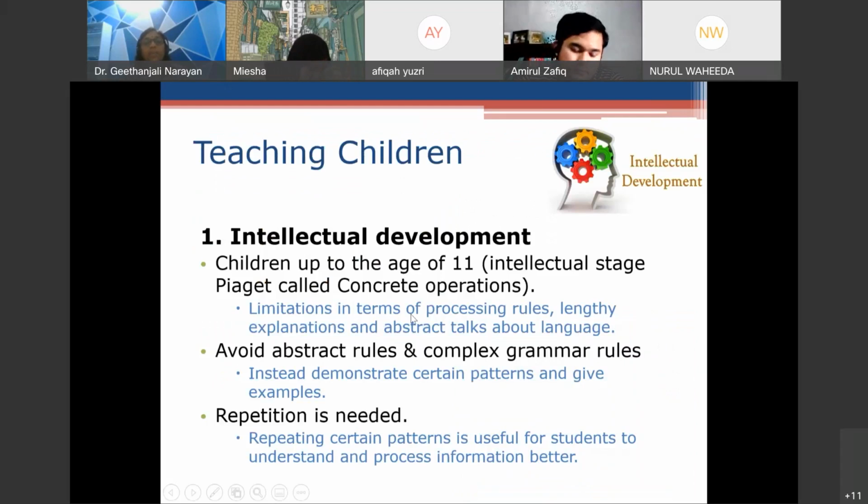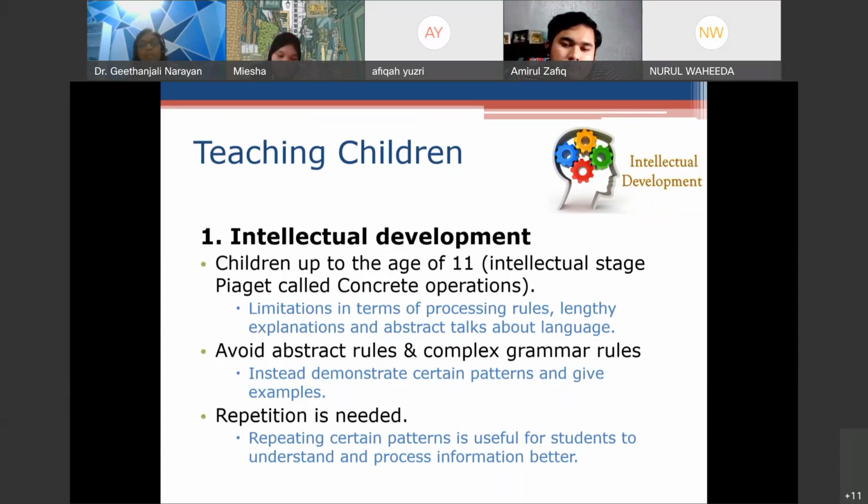Okay. So teaching children, because it's concrete operations, you cannot explain rules. Whatever explanation you give, you have to give examples, lots and lots of examples. So you cannot give rules. You cannot say, okay, if one person, then you use your verbs with S. If many people, then you don't have S. You can't say that. It wouldn't make sense. All right. It has to go through a lot of examples.